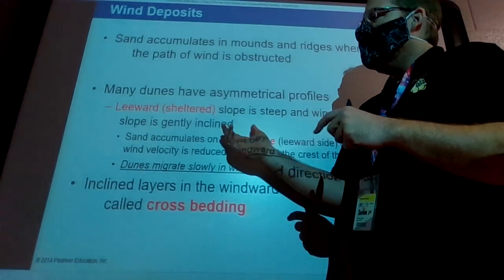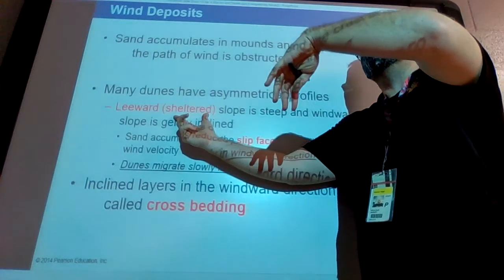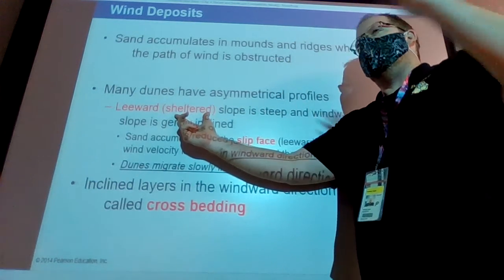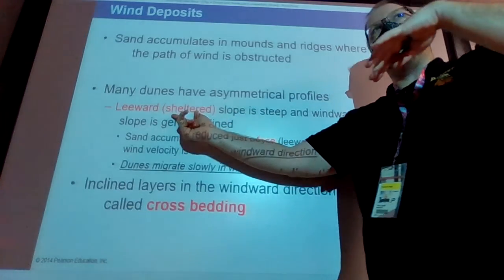There's actually a lot of complexity in sand dunes. We have a couple terms. They have the leeward side. Leeward is sheltered. So this is the back side of the slope where the wind is not really blowing. The wind blows over the windward side, and it doesn't hit the leeward side.